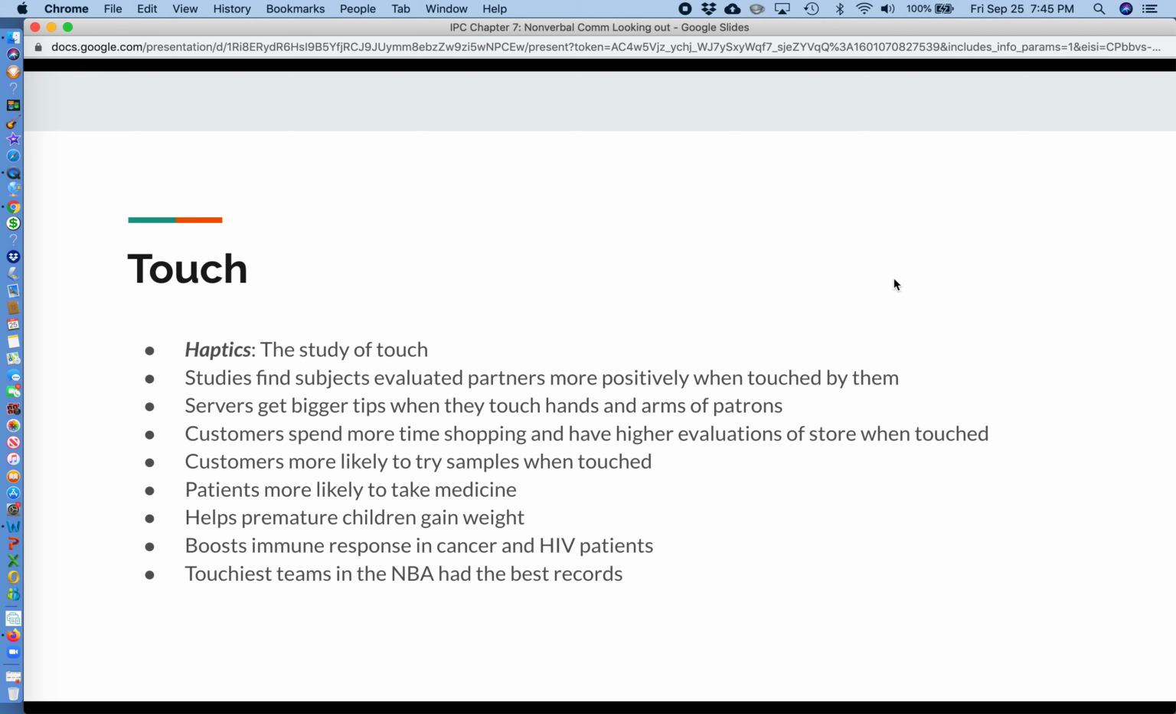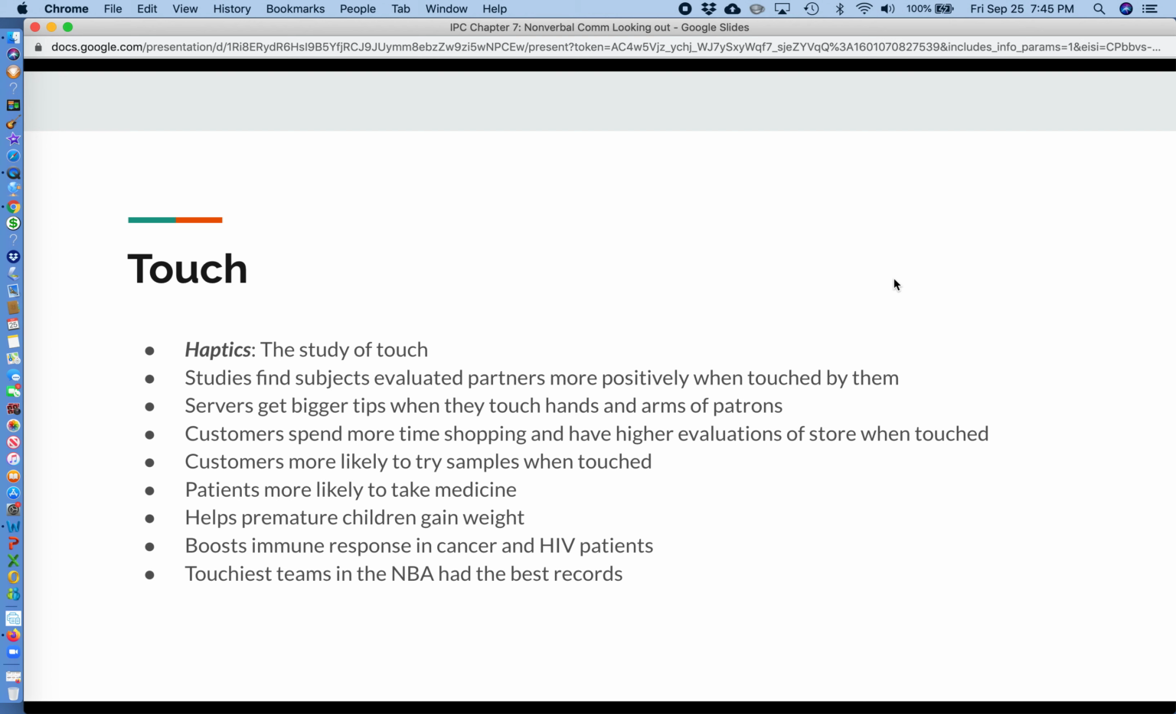Now, touch is another form of non-linguistic communication, nonverbal communication. And the study of touch is known as haptics. Now, touch is another one of these qualities that seems to be almost magical in terms of its ability to communicate messages and affect change. So we've done all kinds of studies on touch, and we find some interesting things.